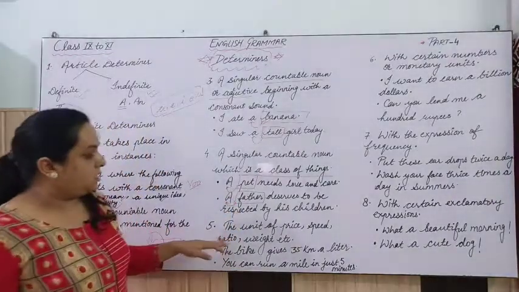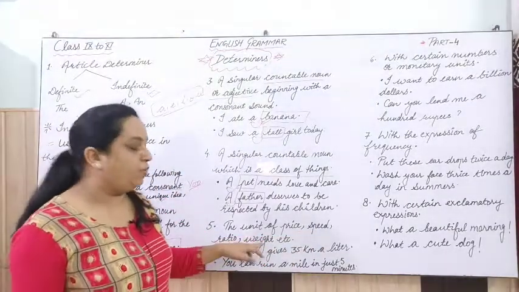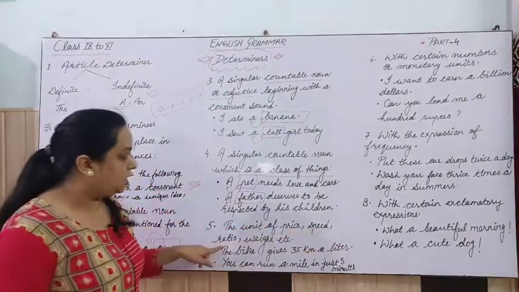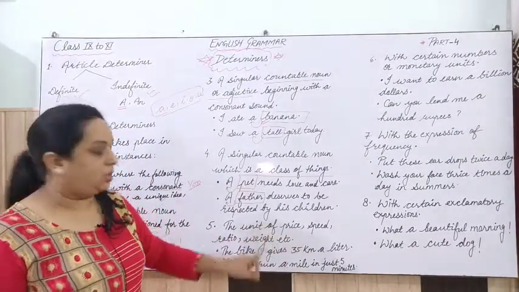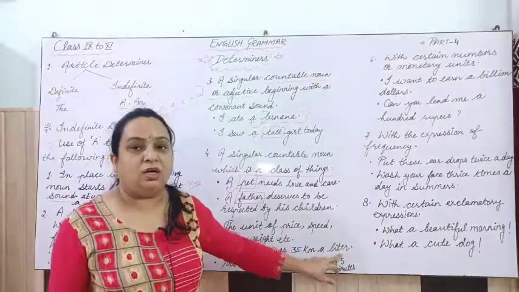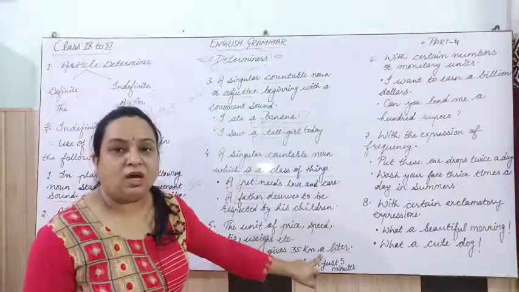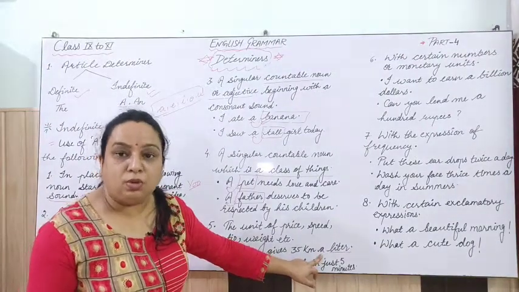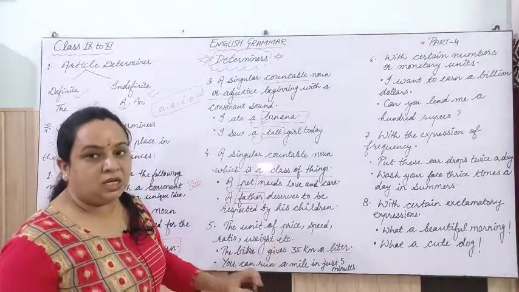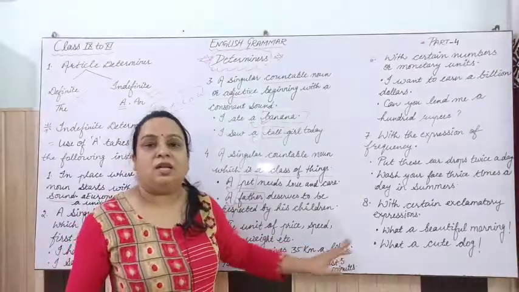Okay. Next, rule number five is the unit of price, speed, ratio, weight, etc. With that also we will use "a". The bike gives 35 km a liter. Now liter is a unit. So here I am saying "a liter", right? If it is plural, then we have to use something else. But when we are talking about a single unit, the bike gives 35 km a liter.